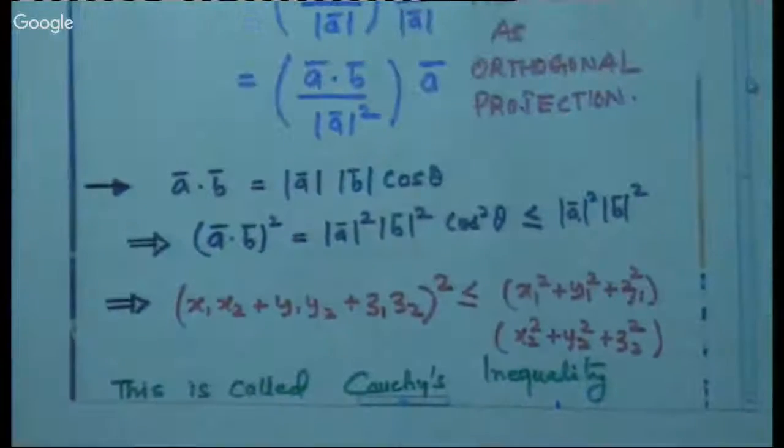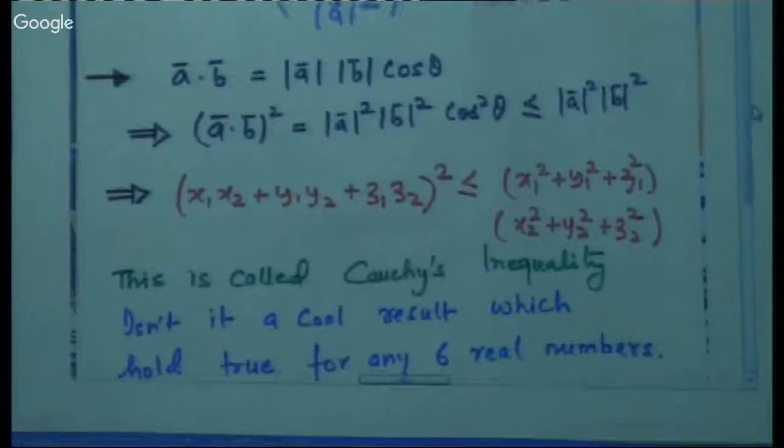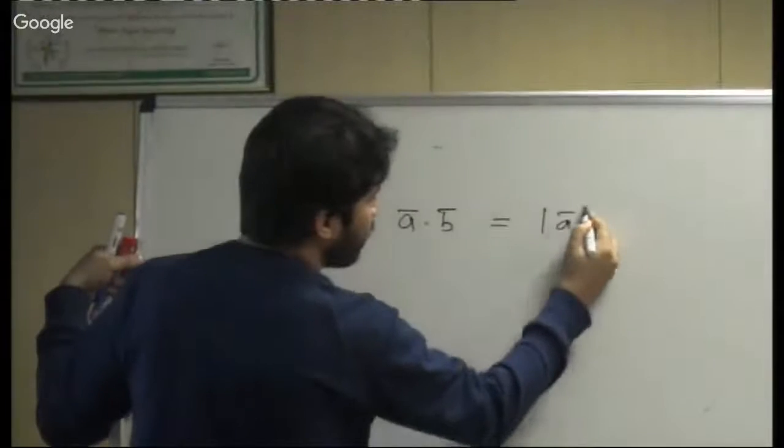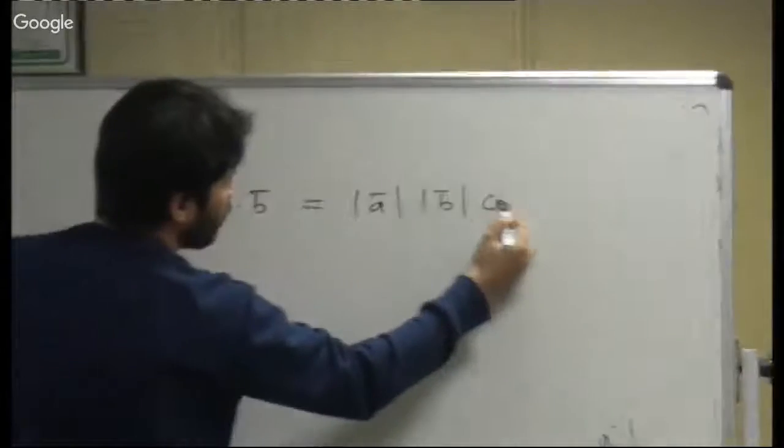We have already discussed orthogonal projection. Now this is one of the most important inequalities which we get through the dot product, and that is called Cauchy's inequality. Let's see what it is. When I say A dot B, it means mod A mod B cos theta.